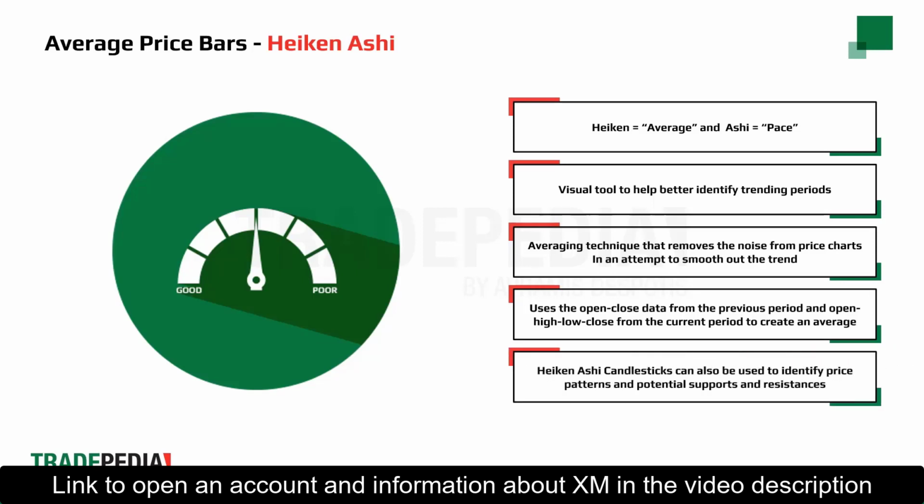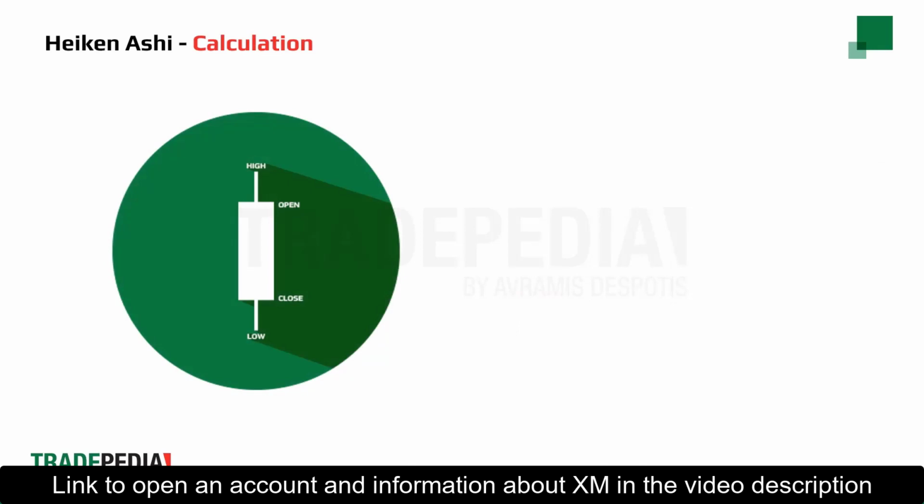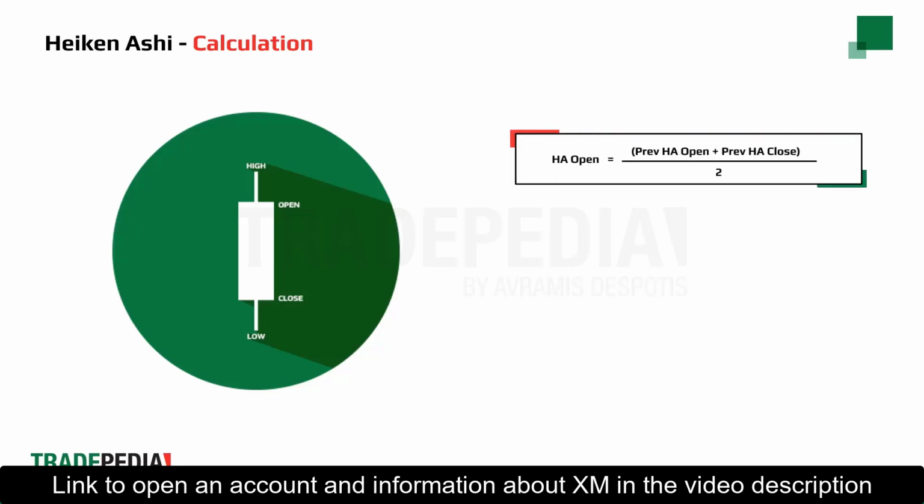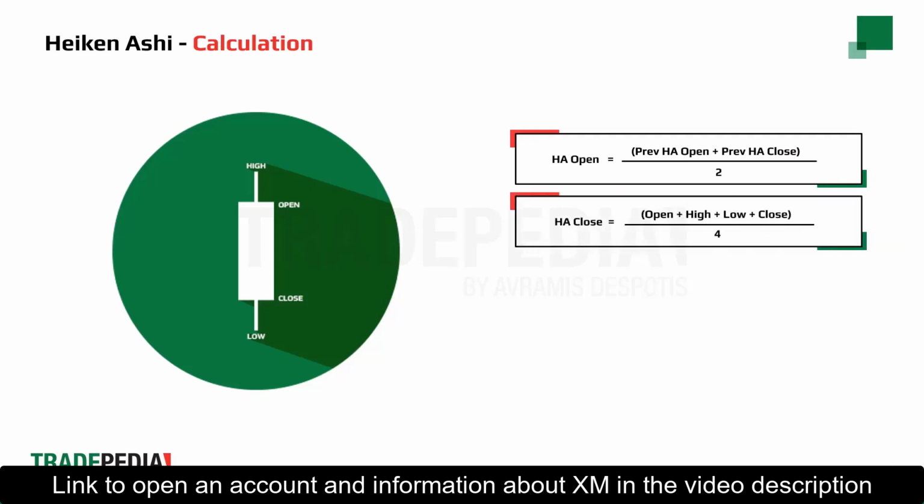These candlesticks can also be used to identify price patterns and potential supports and resistances. Heikin-Ashi candlesticks are based on price data of the current open, high, low, close, the current Heikin-Ashi values, and the prior Heikin-Ashi values. Calculation is as follows. The Heikin-Ashi open is the average of the prior Heikin-Ashi candlestick open and close. The Heikin-Ashi close is simply an average of the open, high, low, and close for the current period.